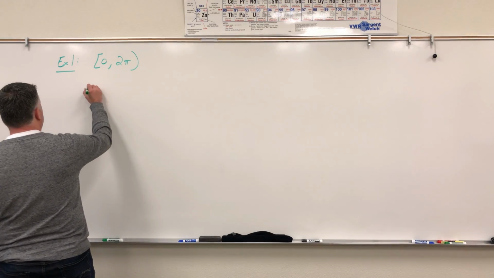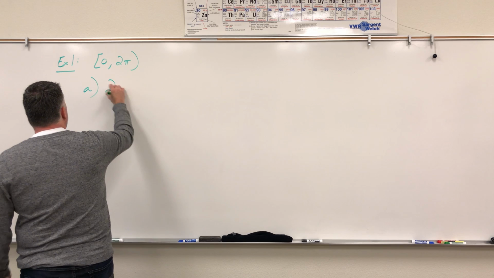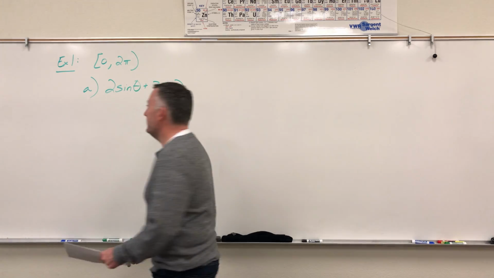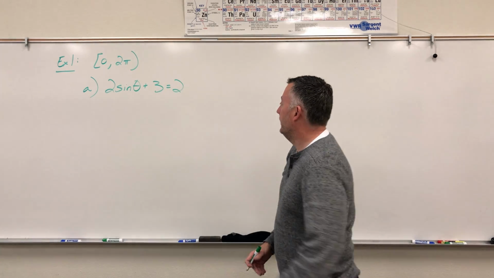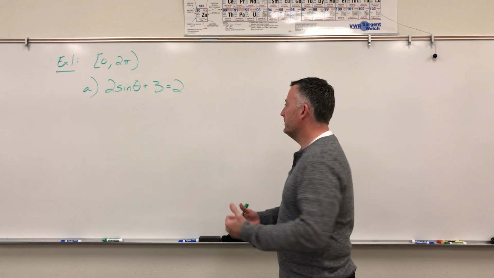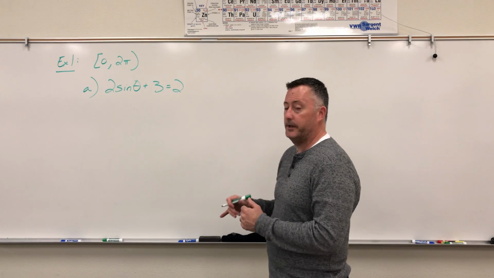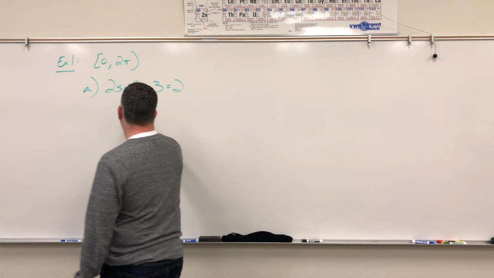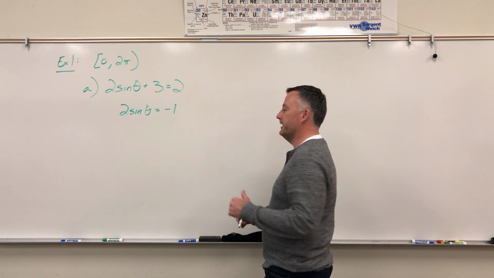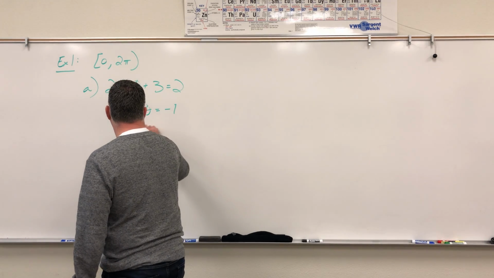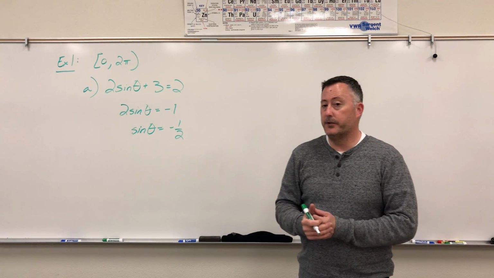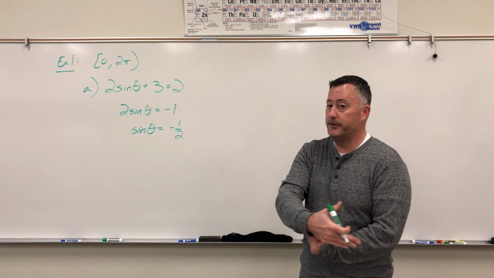So let's do the first example just to get us into it. 2 sine of theta plus 3 is equal to 2. Your goal for these, when there's just the one trig function in there, is to get it by itself, however you need to do that. So this one, we're going to subtract the 3, and then divide both sides by 2. And now you're in a position where you can solve for theta. The trig function is all by itself, so now you can get the angle.